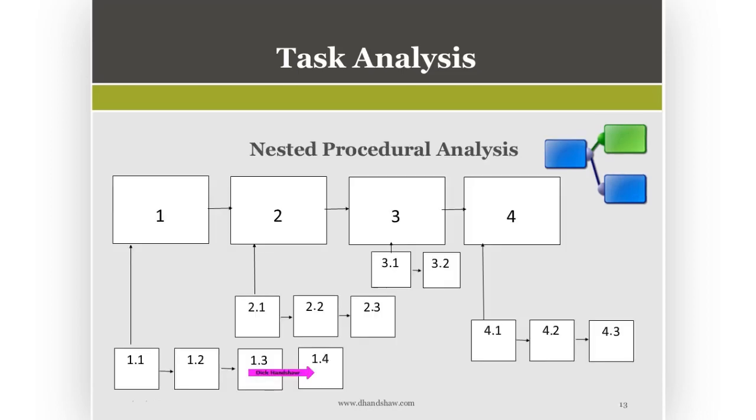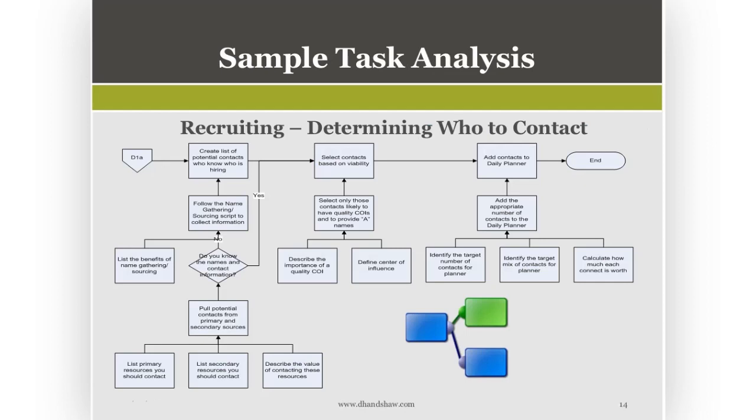And I'm going to show you a sample of a finished one. Here is one that we did for a recruiter in a recruiting process. And you can see also we've added a decision point here. We use a diamond for that, and there's a no and there's a yes decision. And the yes decision goes up this way. But this is an example of an actual task analysis.